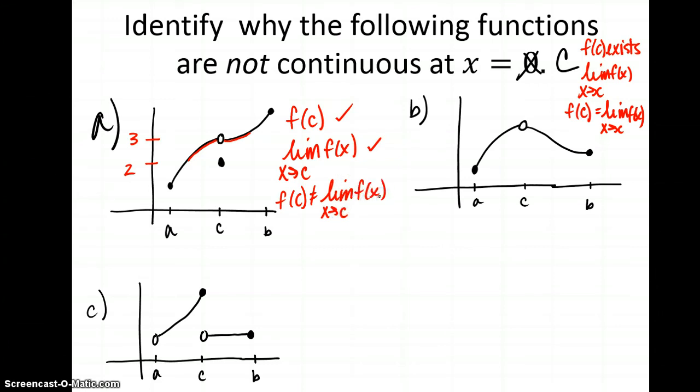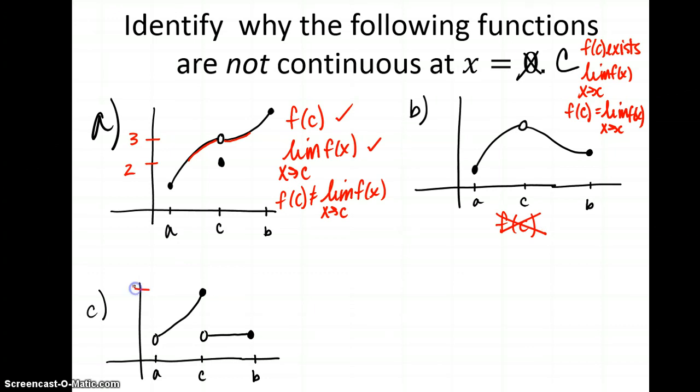So the limit and the value of the function are not the same. Okay, when we look at this one, at the 3 conditions, f of c, well, there's no corresponding y value when x is equal to c. So it fails the fact that the function exists.